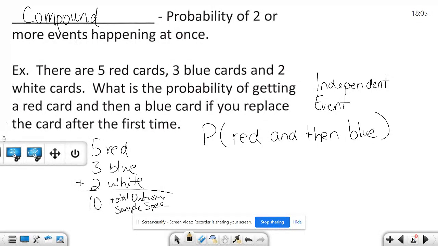So what an independent event means is that it is independent of whatever the other thing is happening. So I'm taking a red card, and then I'm going to get a blue card if you replace the card after the first time. So my sample space is not going to change. I'm going to take a red card, which is 5 out of 10, and then, the word and means to multiply. So if you want to write that somewhere, the word and means to multiply.